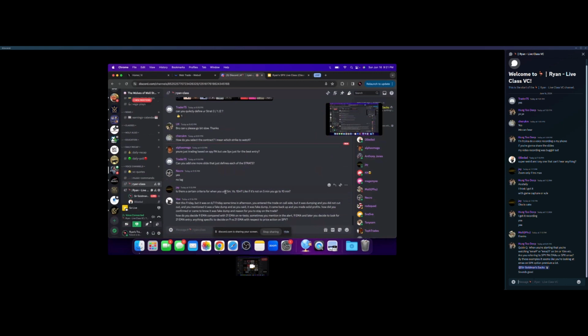Is there a certain criteria for when you use 5-minute versus 10-minute? Yeah. Well, let me know if I didn't already answer this, but I used the 10-minute towards the end of the day, or if we already had an EMA 9 retest. If I already hit the EMA 9, then I start to watch the EMA 9 on the 10-minute, or you can use the EMA 21.